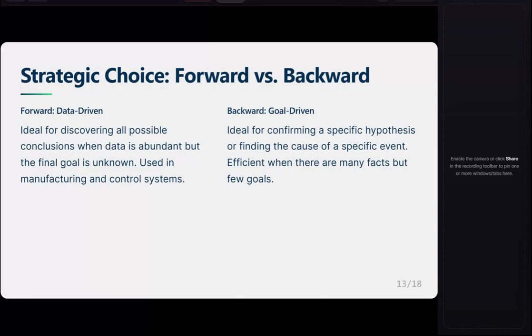So, which one should you choose for your projects? It depends on your strategy. Choose forward chaining if you want to discover everything you can from a mountain of data. It's great for exploration. Choose backward chaining if you have a specific hypothesis to test or a problem to diagnose. It's built for efficiency and verification. It's the difference between a spotlight and a laser beam.